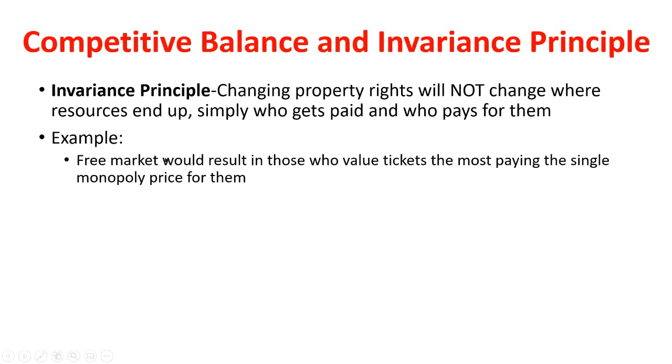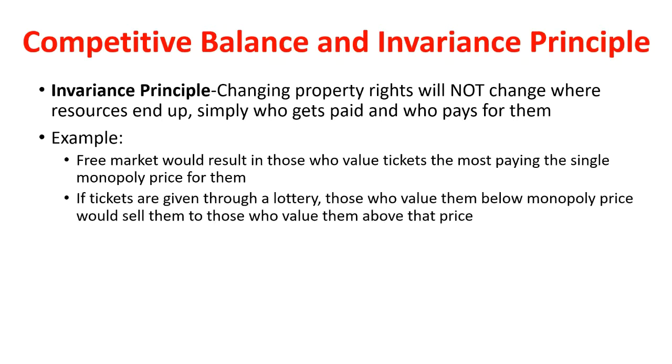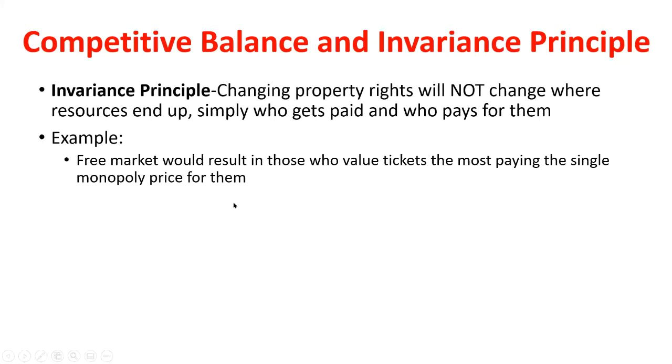So let's think of an example of this. Let's say we've got a free market, and everybody who values tickets will just pay the single monopoly price for them. So there's a monopoly in the ticket market, they charge a price, and whoever values the ticket more than that price will purchase the ticket, right? So this is just our basic scenario. People who value it more than that monopoly price will be the ones who go out and purchase it and end up with the tickets, right?